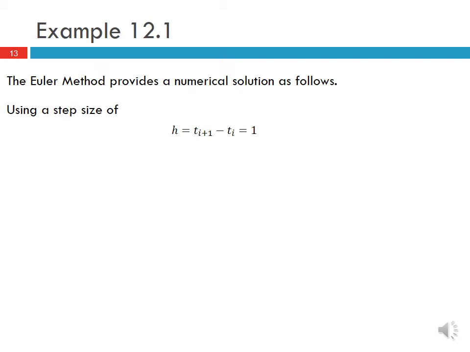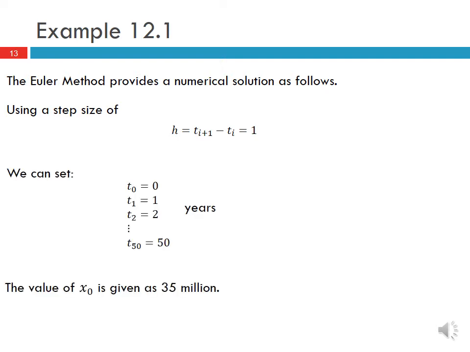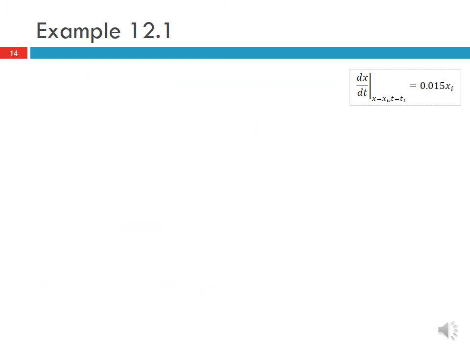So now we want to use the Euler method to provide a numerical solution. So let's use a step size of 1 year, so h is equal to t_{i+1} minus t_i, let's set that at 1. So that means each of our times, t0, t1, t2, is 0, 1, 2, up to t50 is 50 years. So we were given our initial value, x0 is equal to 35 million. So again, this is our differential equation here.